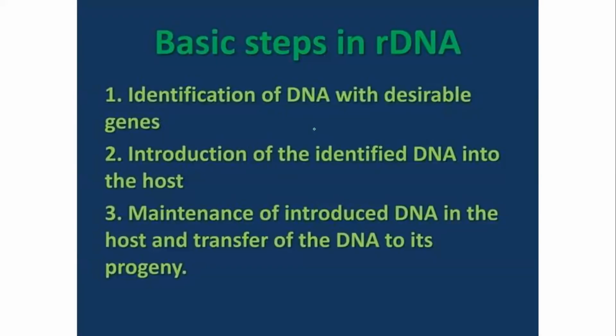Now, the basic steps of rDNA technology: the identification of DNA with desirable genes. So you have to first of all identify the DNA with the desirable gene. That means, for example, right now we discussed insulin. Okay, so insulin is produced by the pancreas. So the pancreas will have this particular kind of DNA which is active in the pancreas, and they will be converting this DNA to a particular protein, that is called the insulin protein. So you have to identify which DNA is causing the production of the particular protein, that is insulin.